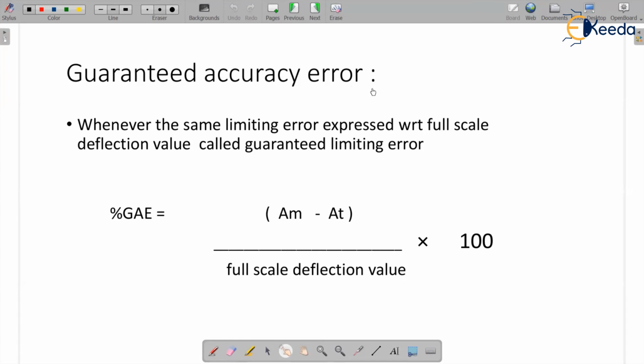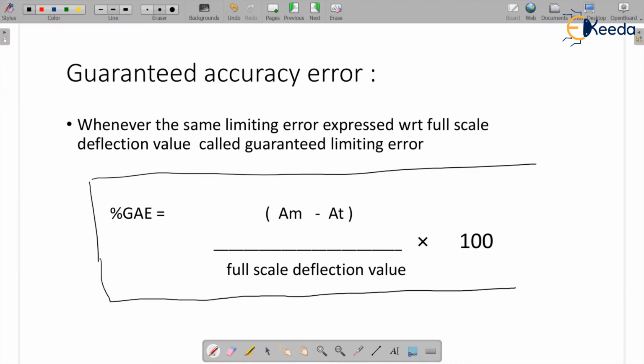Guaranteed accuracy error. Whenever the same limiting error is expressed with respect to full scale deflection value, it is called guaranteed accuracy error. Error means the same error, static error only: measured value minus true value. Whenever the limiting error is expressed with respect to the FSD value, into 100, this is one of the most important formulas we are going to use in your entire error analysis.